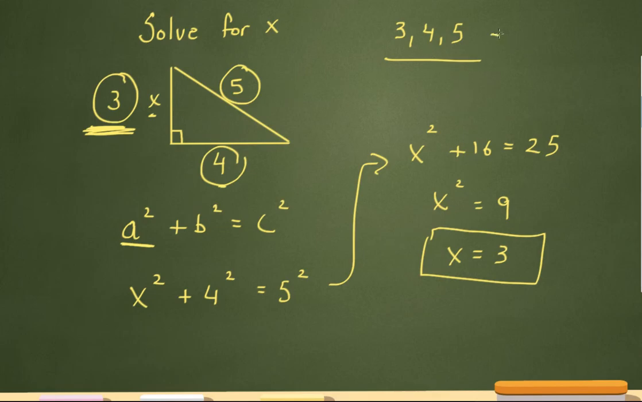So another variation of that could be if I double everything, I can also have a 6, 8, 10 triangle. That just comes from 3, 4, 5, me doubling everything here. Just some special right triangles to speed up the process.